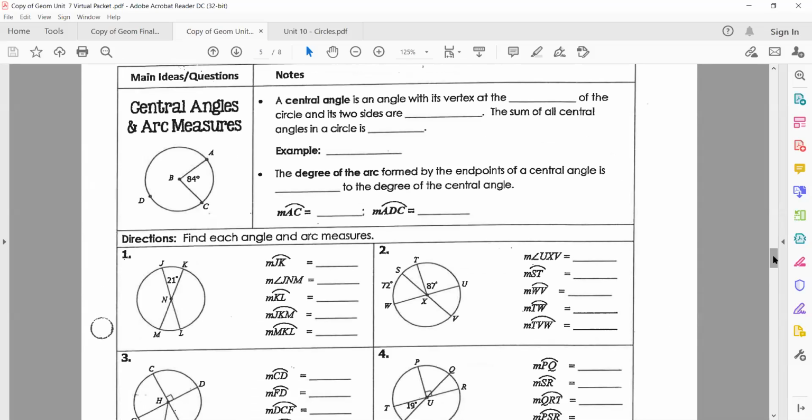Central angles, arc measures. Central angles, we like central angles because they go to the very center of the circle. The degree of the arc is going to be the same as the degree of the angle. If you look at problem number 1 here, we got these two lines that cross through the center. Can you figure out what arc ML might be just from that drawing?